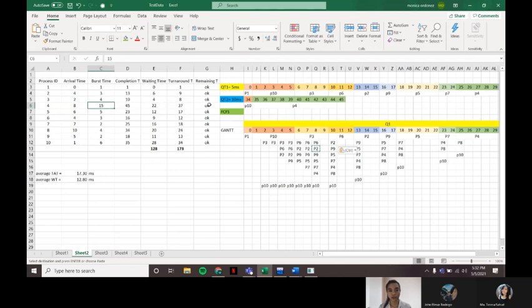So since Q2 has a 10 millisecond quantum time, all the remaining time in P4 is processed in Q2, and there is no process here in Q2 because all the processes are done within Q1 and Q2.